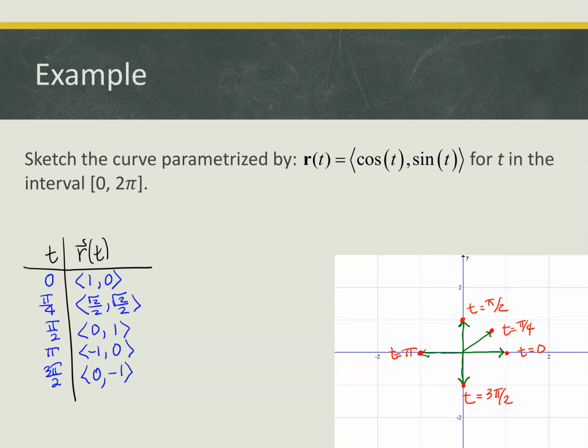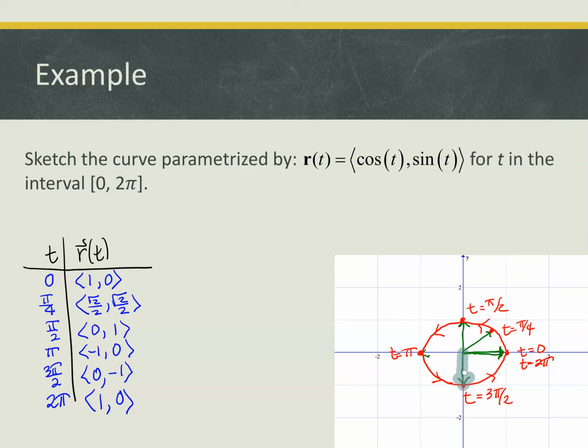And then if I go to the right endpoint of our interval, 2 pi, then cosine of 2 pi is 1, sine of 2 pi is 0. So we come back and we have, again, this position vector that is 1, 0. And that corresponds to t equals 2 pi. So our curve is a circle, and it looks something like that, and it's being drawn out in the direction of increasing t, or in the counterclockwise direction.